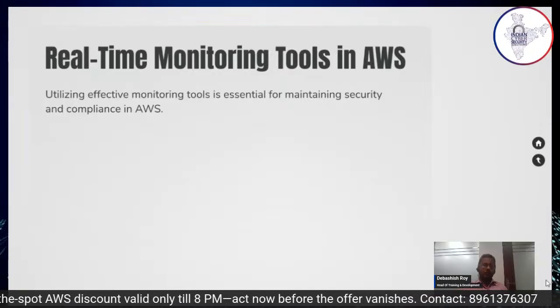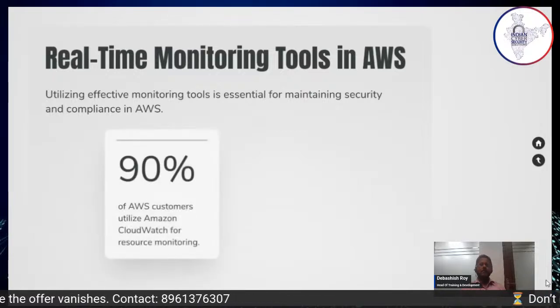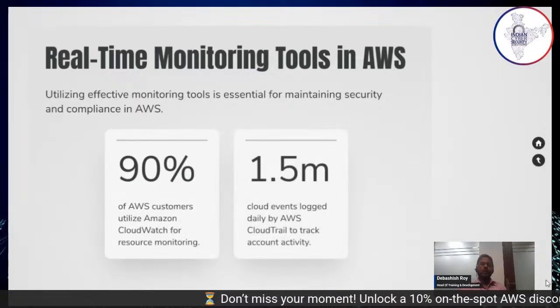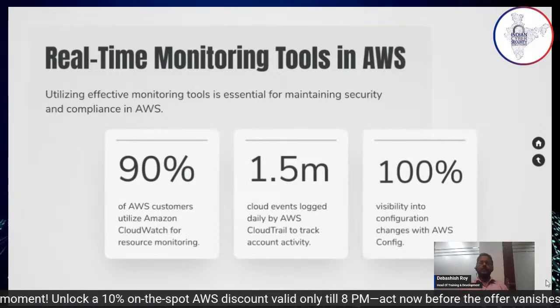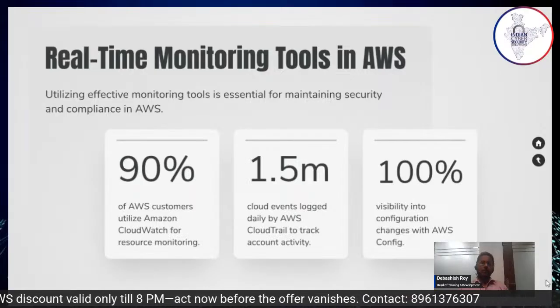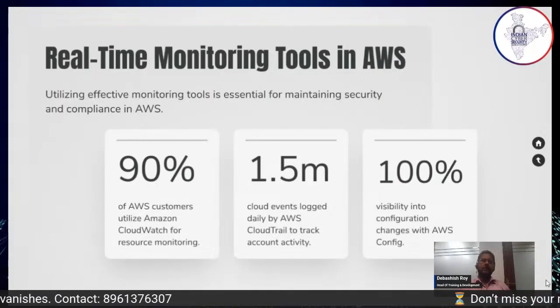So, real time monitoring tools in AWS, which are the tools that actually maintain security and compliance? 90% of AWS customers utilize Amazon CloudWatch, that I was talking about, for resource monitoring. 1.5 million cloud events are logged daily by AWS CloudTrail to track account activity, and 100% visibility into configuration changes with AWS Config. So I will take you to the AWS console in a while, and we'll explore this CloudWatch, this VPC, these features I'll show you.